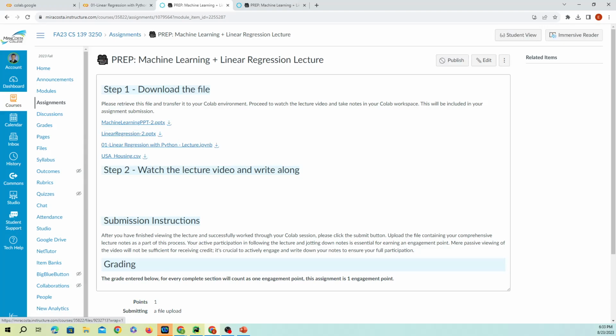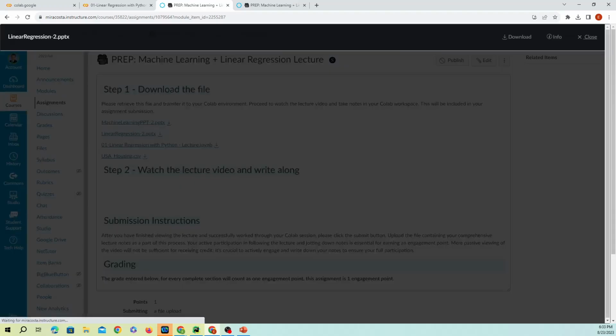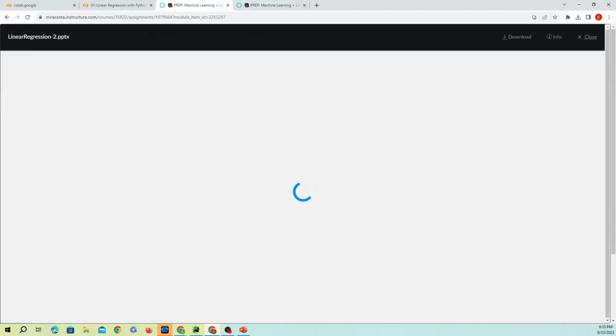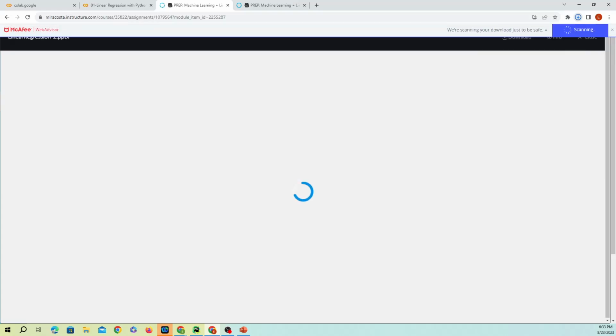Oh, there you go. So we'll click on linear regression for the second PowerPoint. Let's click on that one, and we're going to see the first model of machine learning, which is linear regression. I think it's the easiest one to understand. If it's not uploading, you can just click download and open it through there. Let's open the whole PowerPoint instead.